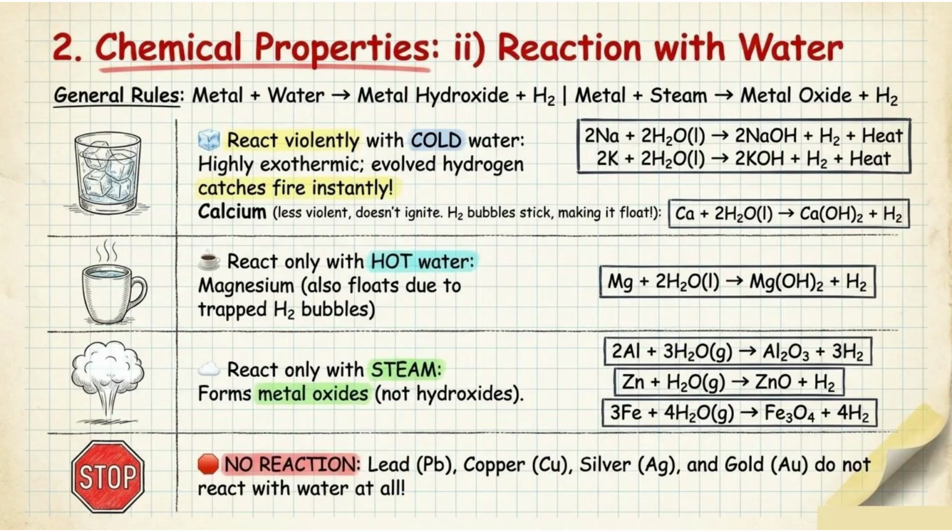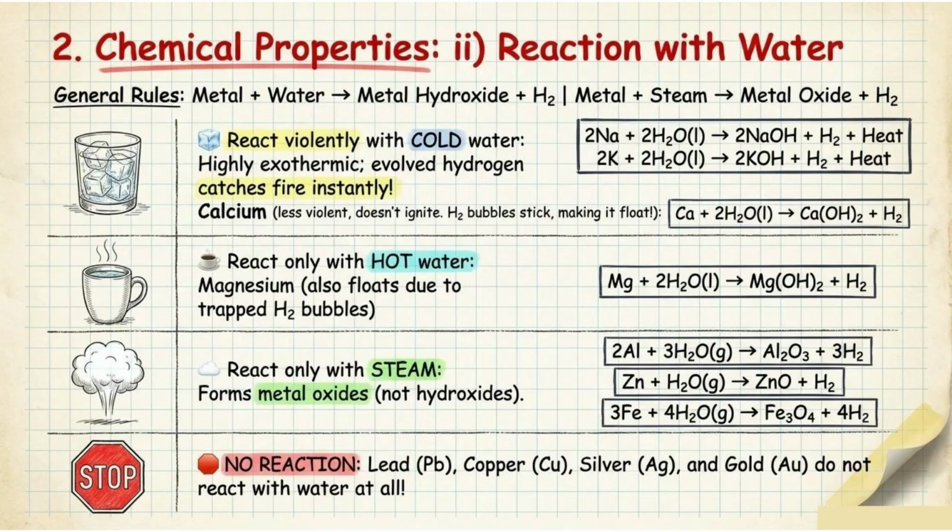Moving up the temperature scale, magnesium needs hot water to react, and it also floats due to those trapped hydrogen bubbles. The equation is Mg plus 2H2O liquid yields magnesium hydroxide, Mg(OH)2, plus H2. But some metals are stubborn. They require the high energy of steam. Aluminium, zinc, and iron fall in this category. And crucially, like we said earlier, they do not form hydroxides. They stop at forming metal oxides.